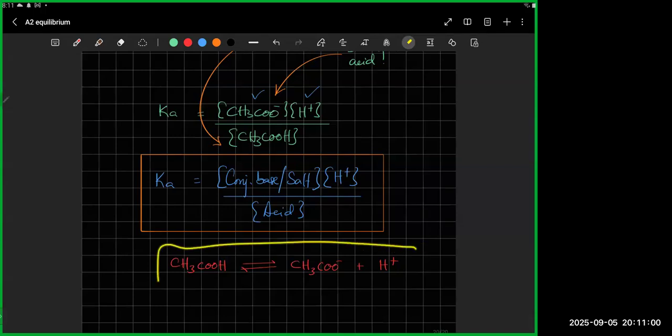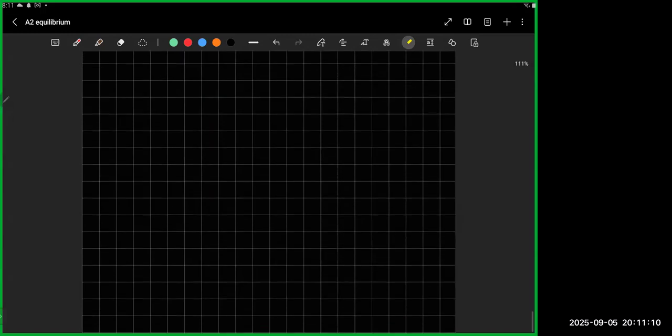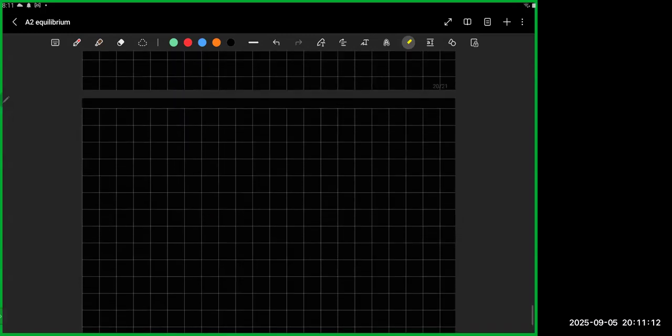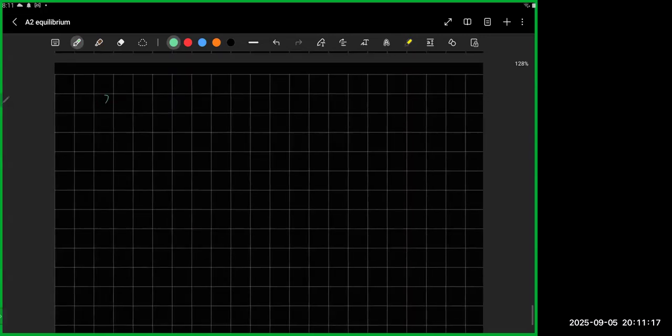You still have the same reaction. You still have the same Ka value. The only difference is that these two things no longer have the same concentration. So we're going to do a question now. Let's say I'm going to make a simple buffer. Calculate the pH of a buffer.